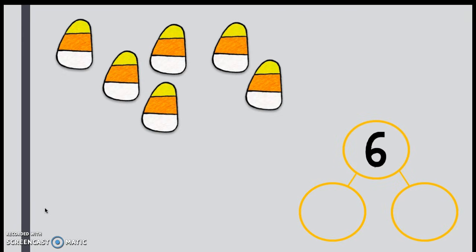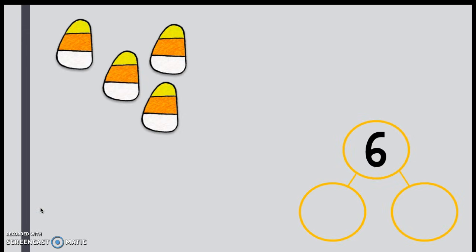Good job. Then some sneaky little goof came in and took some. You know, I bet it was my dog. She likes to jump up on the table and get some candy and food off the table. So I had some that were missing, and then how many do I have left? 1, 2, 3, 4. Yep, I have 4 left.